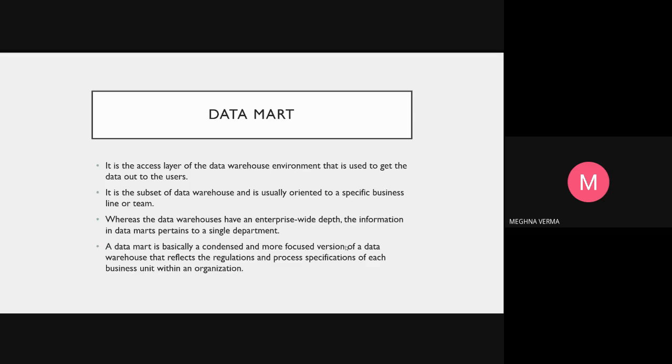And the data warehouse is also designed to access large groups of related records. But the data mart has access to a specific type of data, due to which it improves the end user response time, and the processing power also increases by using the data mart. So we can say that a data mart is basically a condensed and more focused version of the data warehouse that reflects the regulations and process specifications of each business unit within an organization. So that was all. Thank you.